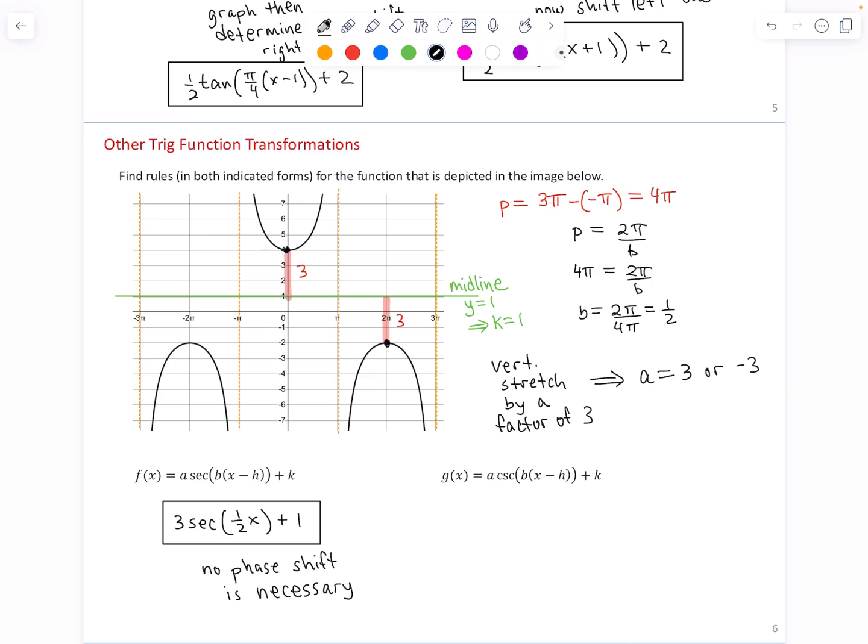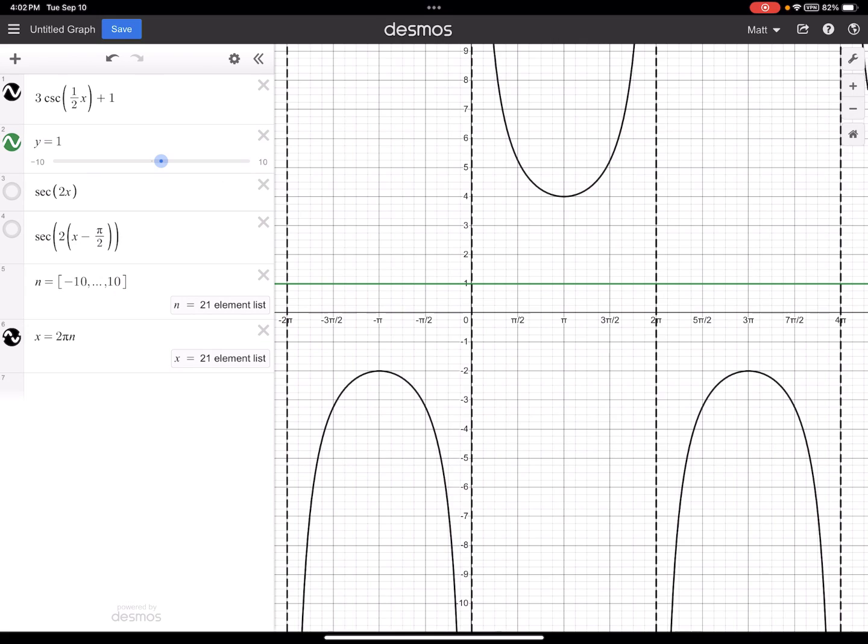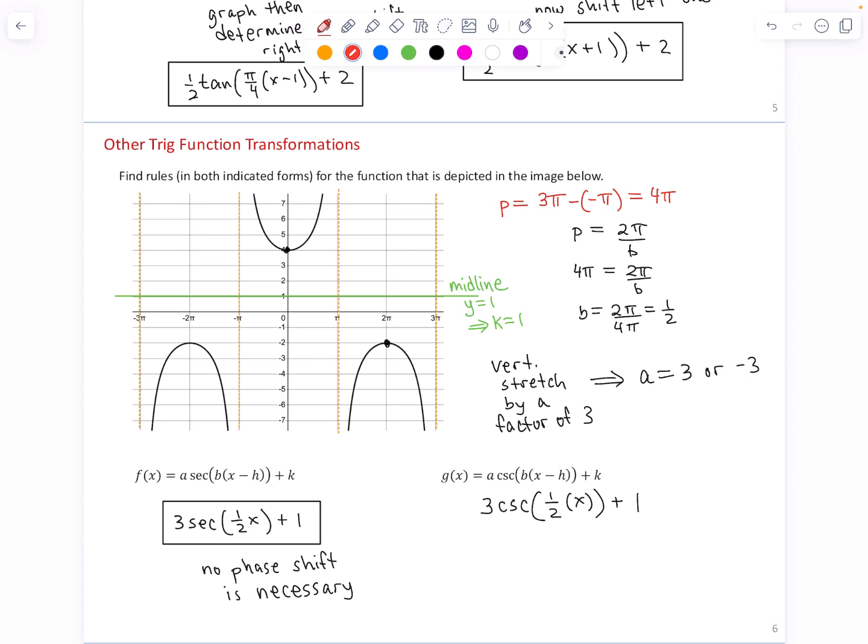Let's assume we started with the cosecant graph. Again, we need to do a vertical stretch by a factor of 3. The b has to be 1/2. Let's assume no phase shift for the moment, and the vertical shift is up 1. Graphing this in technology, we have this curve. Notice that we have a minimum at pi, 4. Well, we need that minimum to be here at 0, 4.